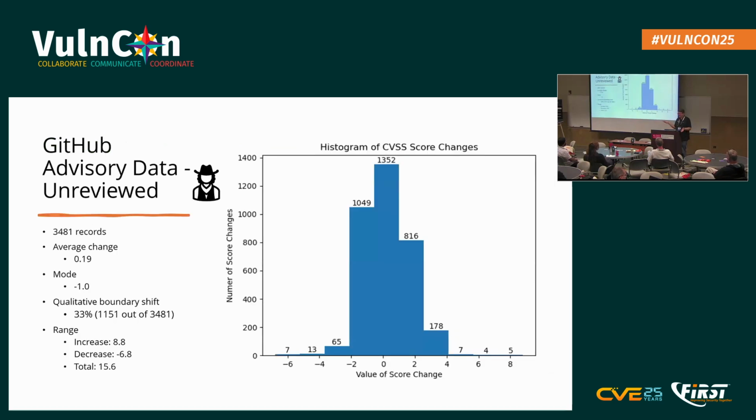Now, this is the unreviewed data. There are hundreds of thousands of advisories, but there are 3,400 records as of the middle of March.